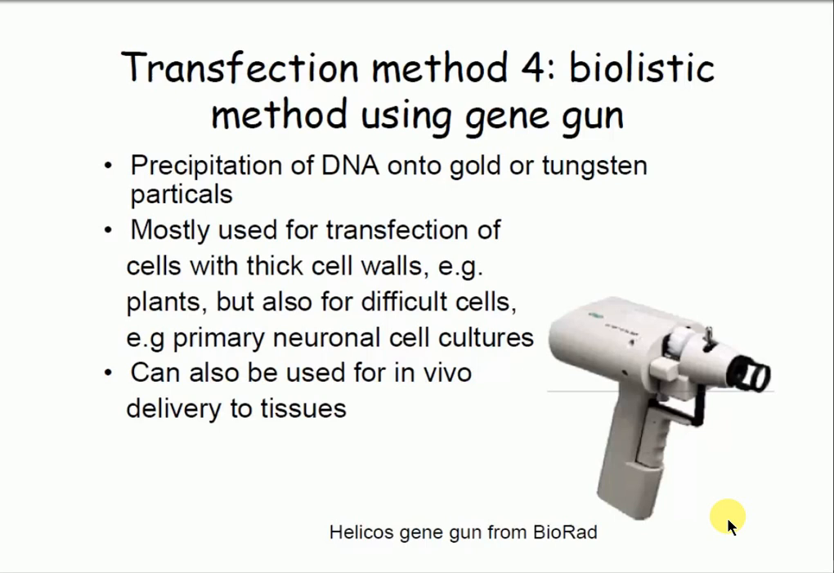So mostly this is used for cells that have thick cell walls, like plants. So plant cells are very difficult to get into because they have a thick cell wall. So with our other methods, we wouldn't be able to transfect them. And with this gene gun, we can simply shoot them in. But we can also use it for other cells, like primary neural cell cultures or so. It can also be used for in vivo delivery to tissue. Principally, you could hold it to your leg and shoot it in your muscle if you wanted to transfect yourself, but I don't recommend this.